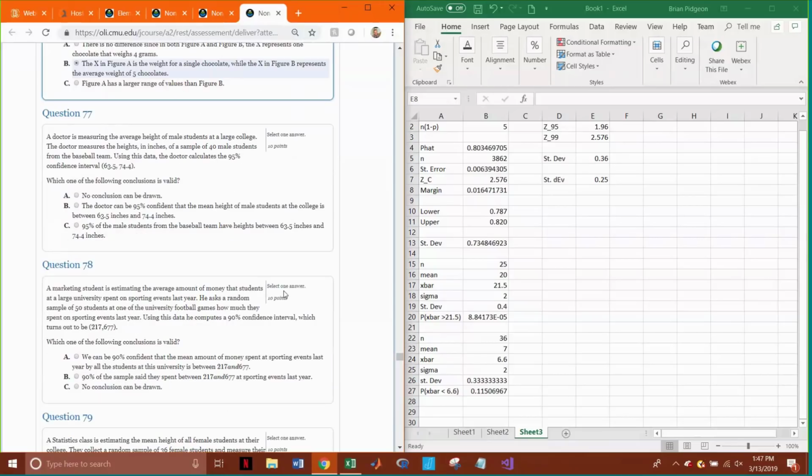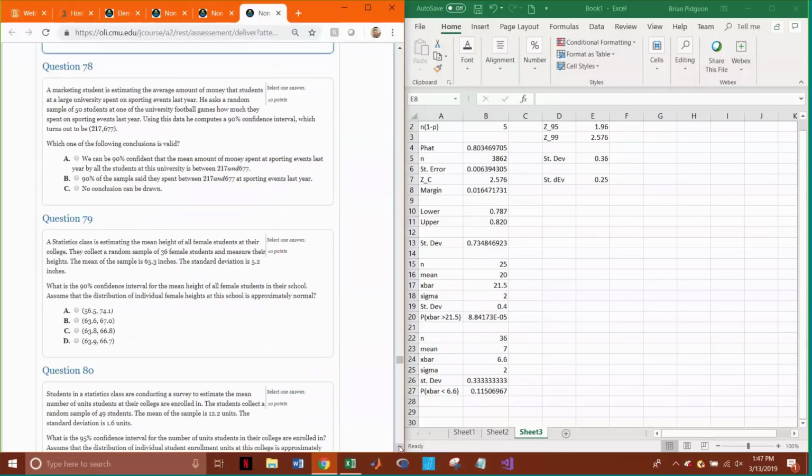A doctor is measuring the average height of male students at a large college. The doctor measures the heights in inches of a sample of 40 male students from the baseball team, and he constructs this interval. Which of the following conclusions is valid? Well, none. And the reason why is he's interested in the heights of all the males at the college, but he's sampling just men from the baseball team. So, yeah, no conclusions can be drawn.